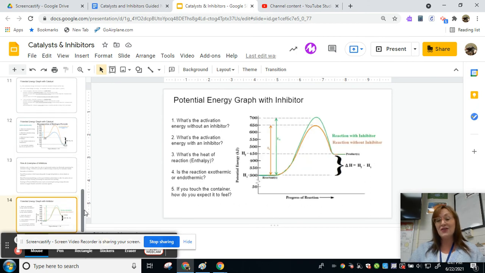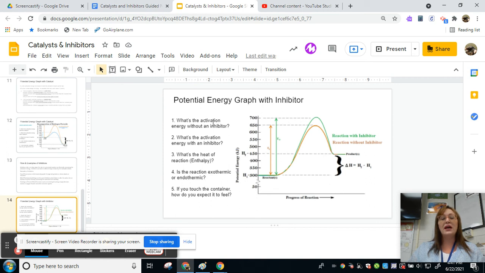Let's look at a potential energy graph for an inhibitor. It is sort of the opposite of a catalyst. So a catalyst would lower the activation energy. What an inhibitor does is it raises it. So I've done the inhibitor here in green. And let's go through the same set of questions here.